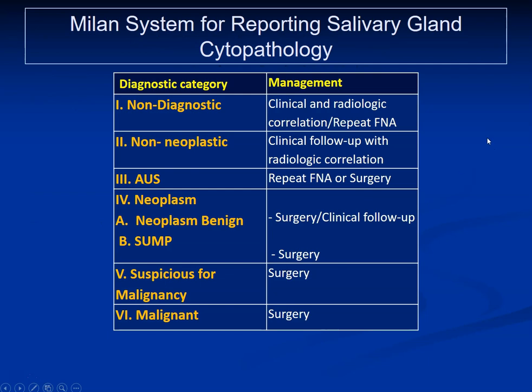So let me give you an overall recap of what we have looked at today. And here again is the summary of the Milan System: non-diagnostic, non-neoplastic, and it's very important to have clinical correlation in this category. AUS, neoplasm, which is subdivided into benign and SUMP, suspicious for malignancy, and finally, malignant. So the threshold for surgery really starts at AUS.